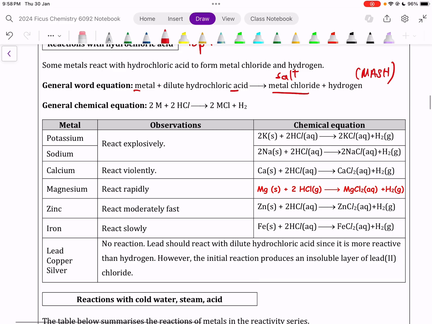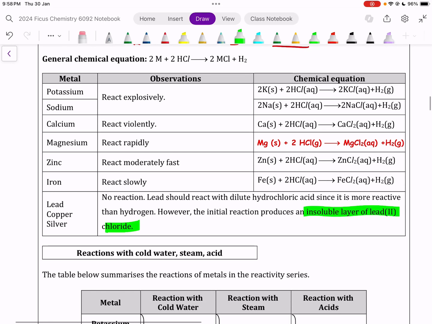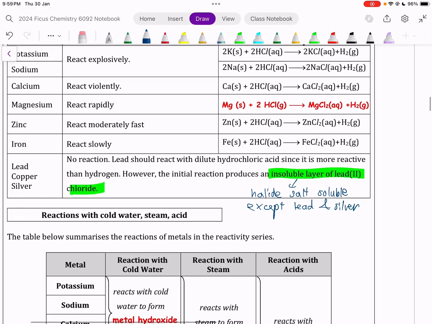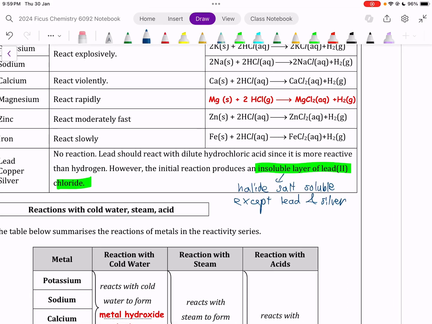Lead is special because it forms insoluble lead(II) chloride. Last year you learned about the solubility of salts. Basically all the halide salts are soluble except your lead and silver halides. So lead(II) chloride is insoluble. Likewise for sulfate, sulfuric acid: lead(II) sulfate is also insoluble.